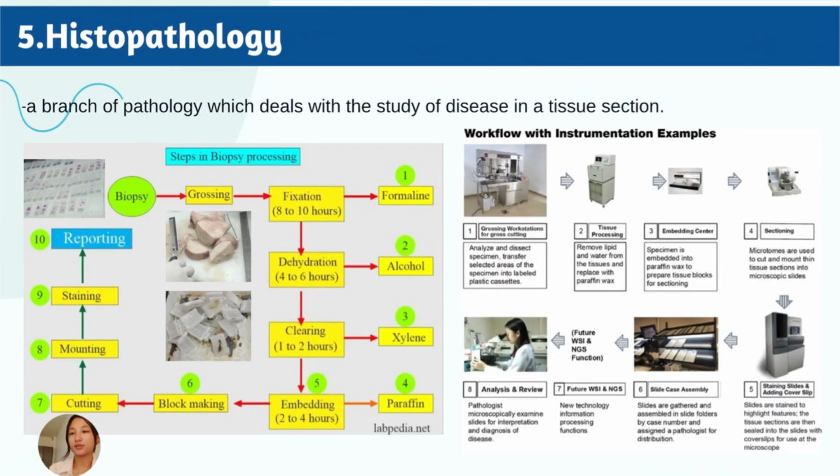Histopathology. It's the branch of pathology which deals with the study of diseases in a tissue. Firstly, it starts by grossing. The pathologist cuts the inflamed tissue into smaller pieces so that it can be embedded or made into smaller blocks. And after grossing, they do the fixation using formalin, dehydration using alcohol, and clearing by xylene. For the embedding, they use paraffin wax and make the block, and they cut it and mount it. Then finally stain with H&E stain and report, and the pathologist will check and report to the patient. It took around 2 to 3 months.